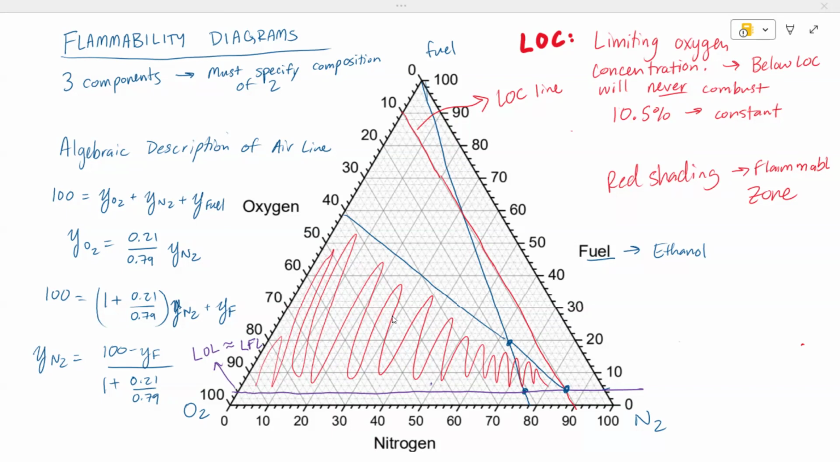In the next section, we're going to do inerting, which is figuring out what percent of oxygen you would need to have in order to not have a flammable mixture.